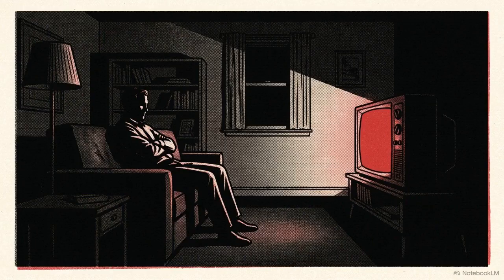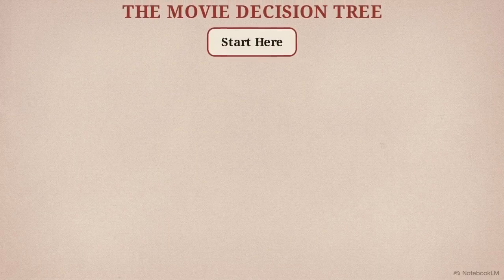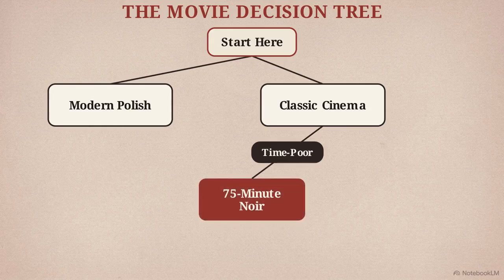You pay for free movies with your patience. Beating the platform's layout requires matching your current attention span to the pacing of the film. So here is your decision tree for tonight. Start here. First, choose between modern polish or classic cinema. If you are time poor but want an active, high-tension story, take the classic path straight to a 75-minute noir. You get the thrill with minimal ad interruptions.